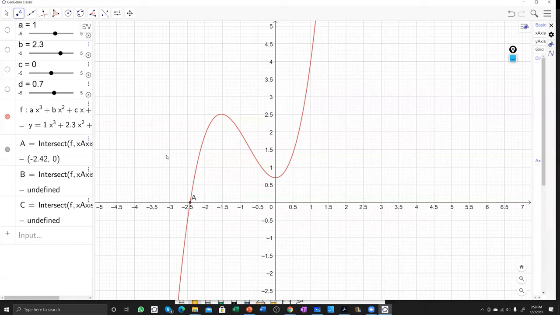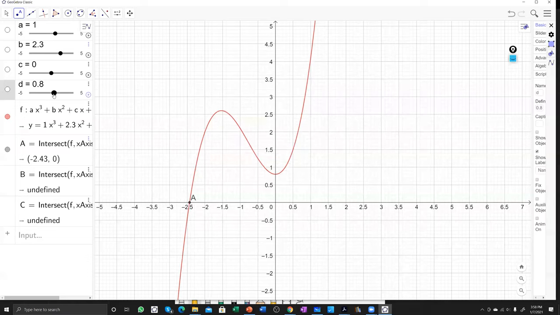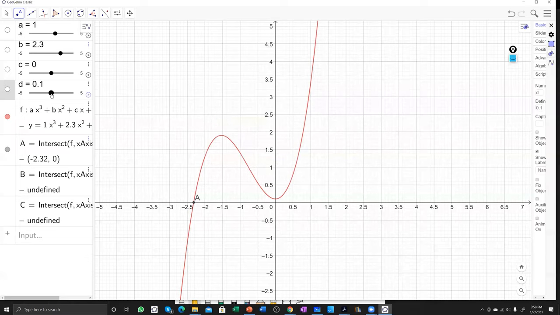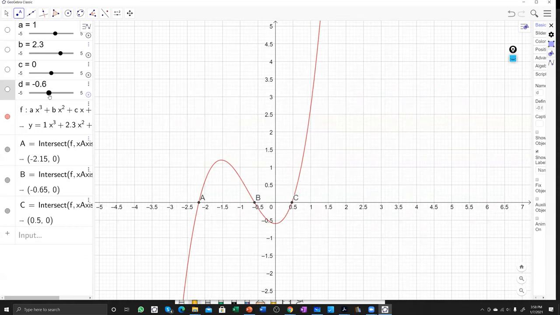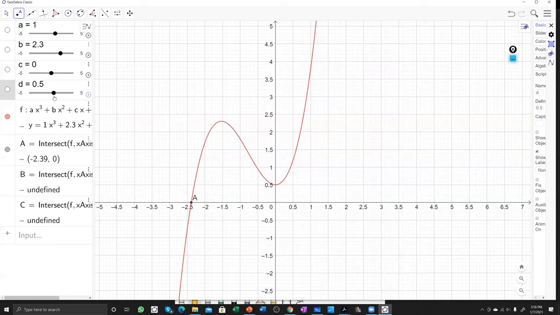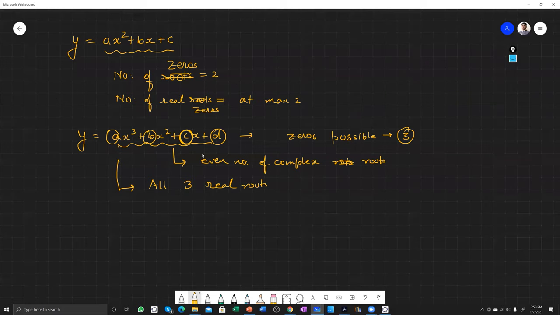Understood? So the imaginary roots are always in pair. Can you see? Always in pair. So b and c disappear together. It's not that only b disappears or only c disappears. No, together, two roots will disappear. So all three real roots, this is one combination. The second combination will be one real and two complex.